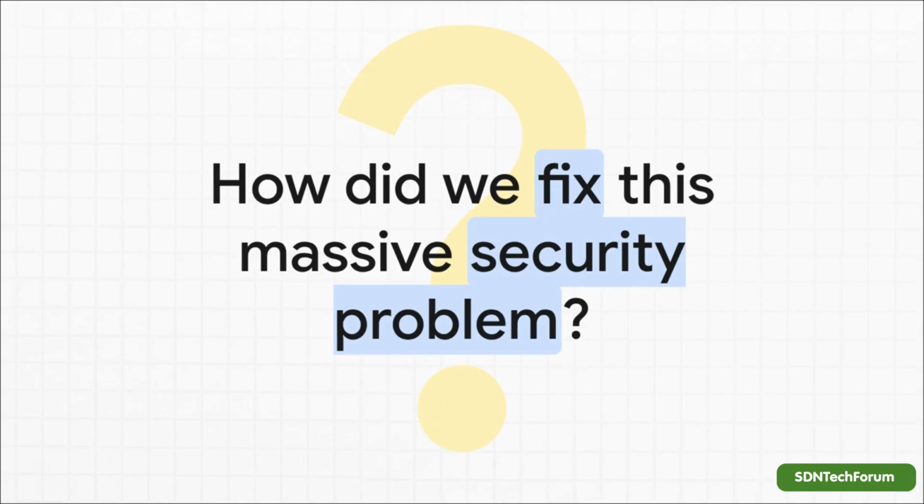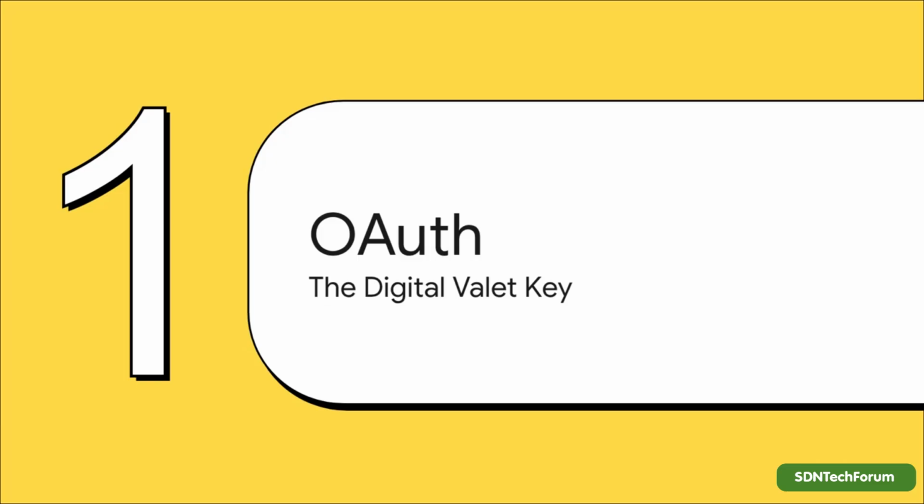We needed a much better way, a system where you could grant very specific, limited permissions to an app without ever handing over your password. So how did the internet solve this massive trust issue? The first big piece of the solution is a security standard called OAuth. And honestly, the best way to get your head around it is to think of it as a digital valet key for your online accounts.